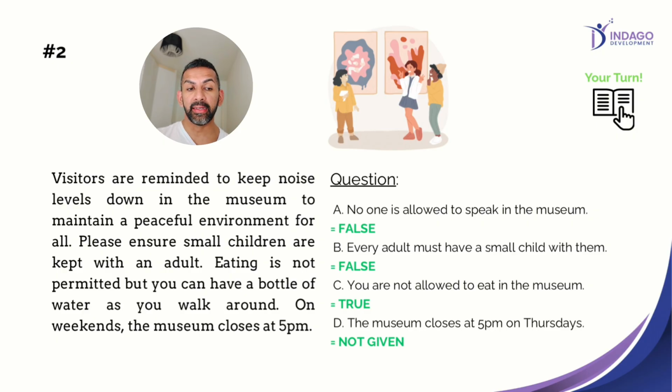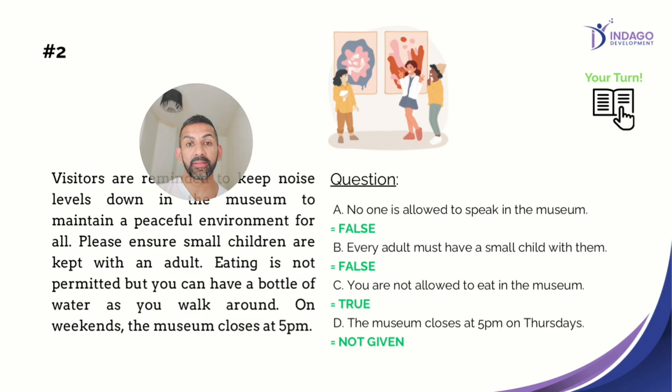And then D, the museum closes at 5 p.m. on Thursday. Now, that is not given because if you look at the last sentence, it says, on weekends, the museum closes at 5 p.m. It doesn't say anything about weekdays, Monday, Tuesday, Wednesday, Thursday, Friday. So actually, there's not enough information there for us to decide. Okay, one final one. I'll read the paragraph and then you will decide on the 4 statements.